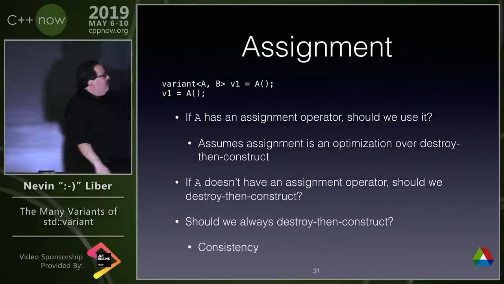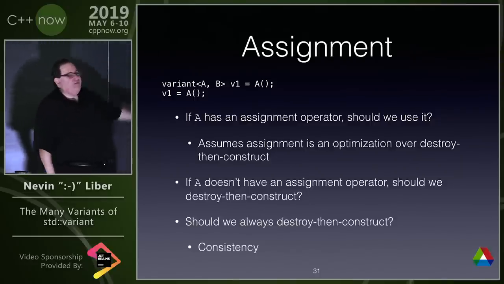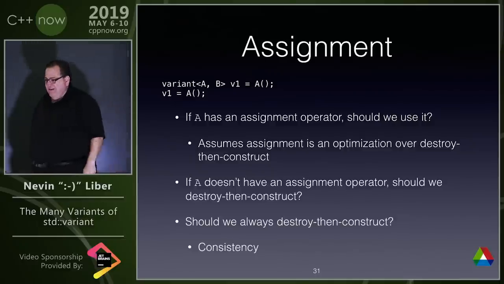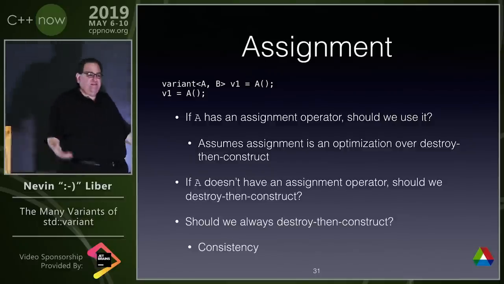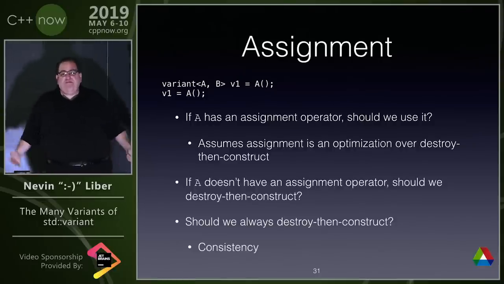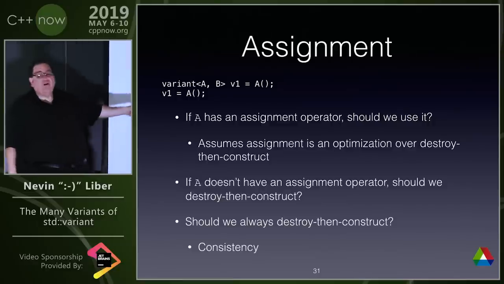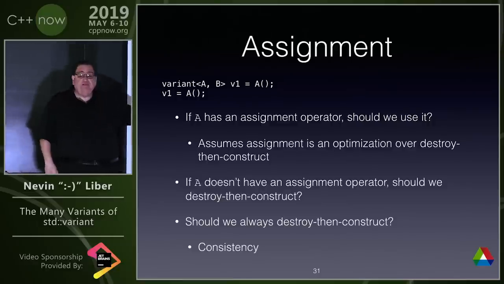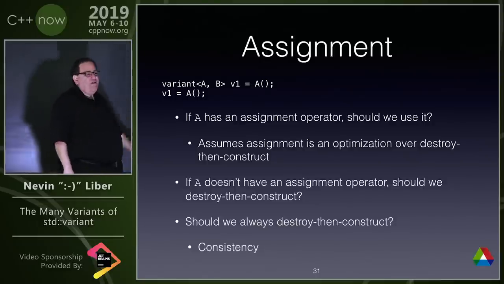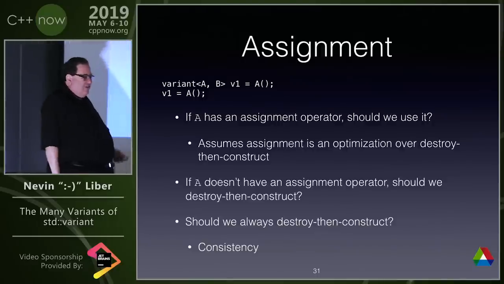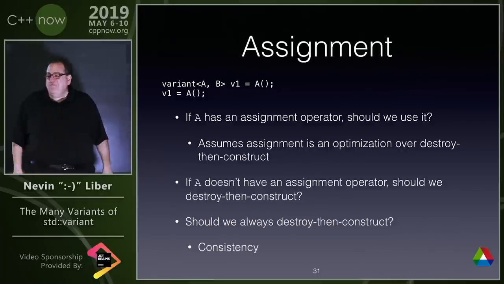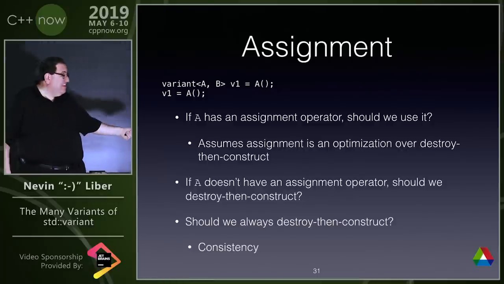So assignment. Here I have a variant V1 that holds an A, and I'm going to assign another A to it. I actually have two choices. I can use its move assignment just as an optimization over destroy then construct. But we can always destroy then construct. Now the question becomes, should we always destroy and construct? There is a consistency argument to say yes, we should do that. I don't agree with that one, but it is worth considering.